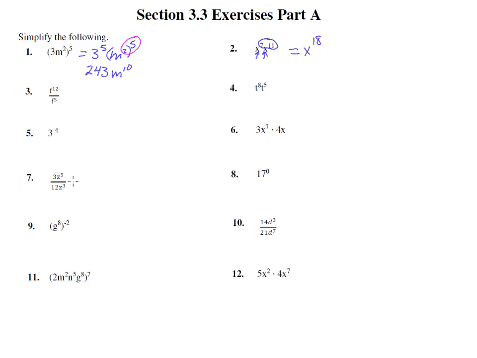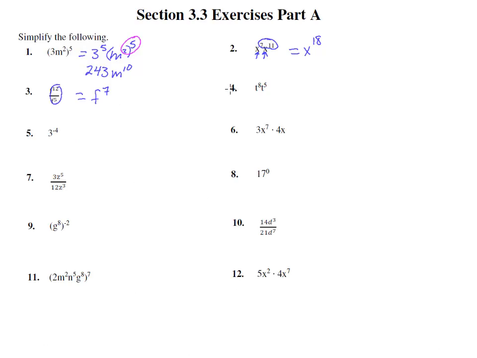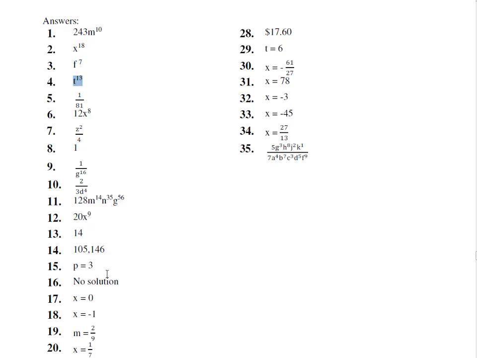Good. Number 3, f to the 12th divided by f to the 5th. The division rule means that we take those two exponents and subtract them. 12 minus 5 will give us f to the 7th. Let's check that answer. Yes, indeed, f to the 7th. Okay, number 4, t to the 8th times t to the 5th. This is the multiplication rule, which takes those two numbers and adds them. So we'll have a t to the 13th. Let's check our answer. T to the 13th is correct.